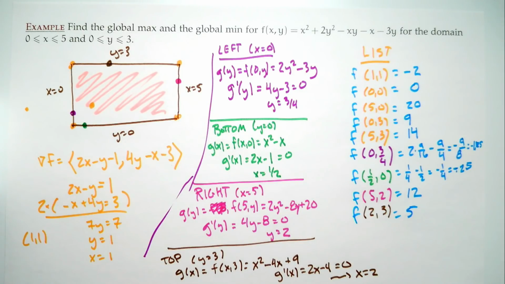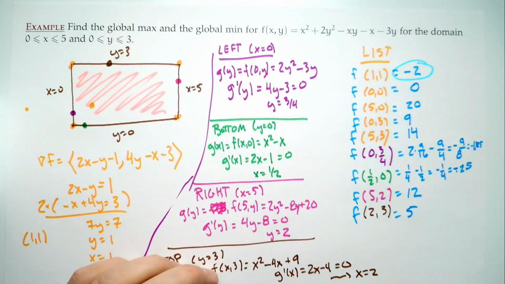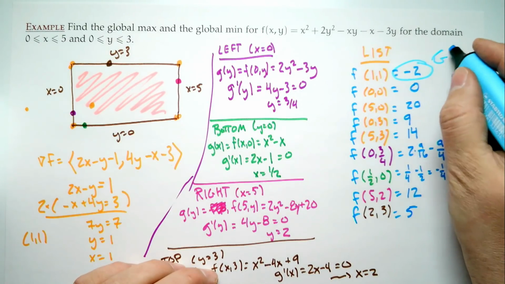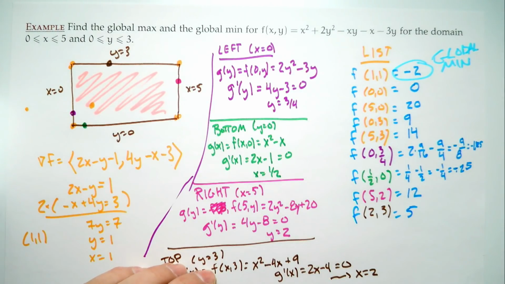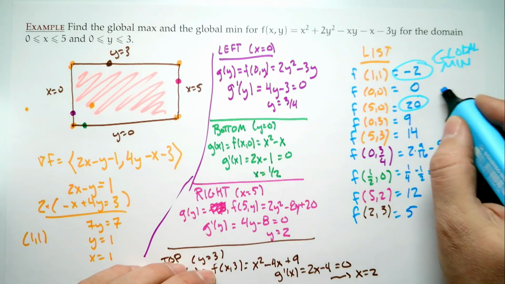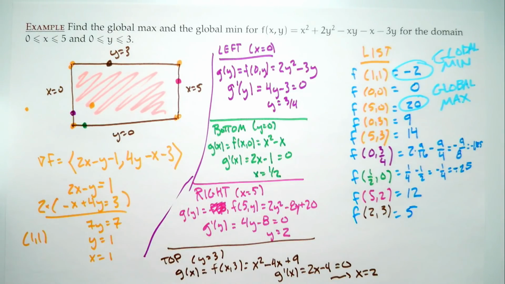We're in the last step, the home stretch. The last step says, look at your list and find the smallest and largest. Well, what's the smallest? Negative 2. So we have negative 2. That's our global min. All right, what's our largest? 20. That's our global max. And we're done. Step 4 is the easy step, because you're just saying, look at my list of numbers. What's the biggest and smallest numbers on those lists?